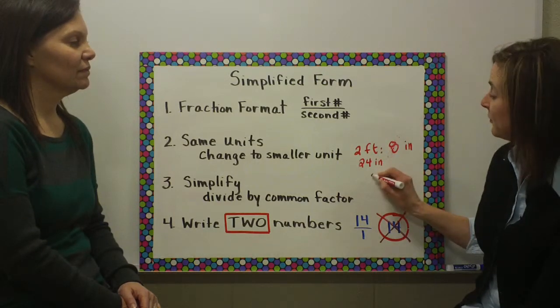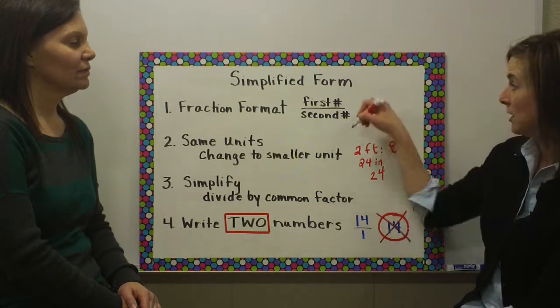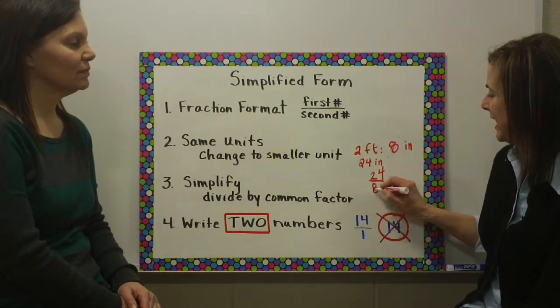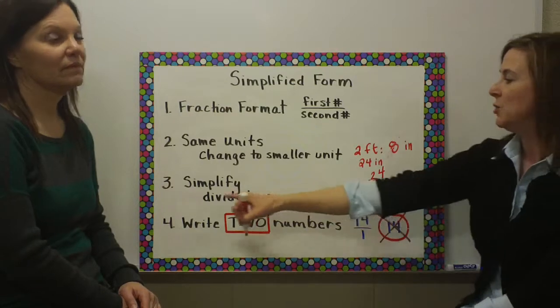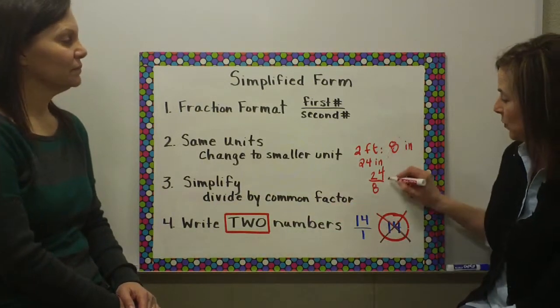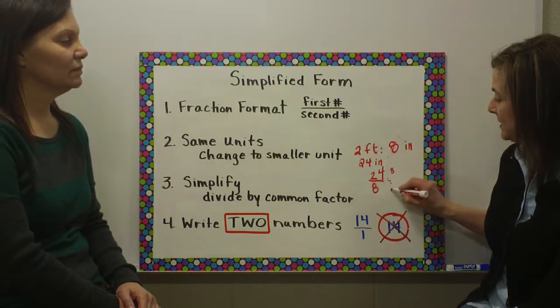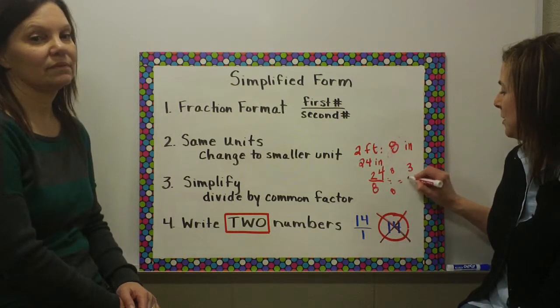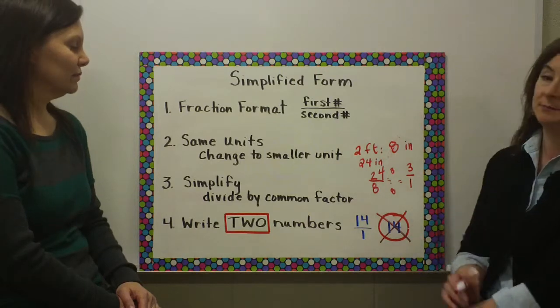Notice that my first number would be 24. My second number would be 8. They're both inches, but notice that I need to divide by a common factor. In this case, the greatest common factor would be 8, which would get me to 3 to 1.